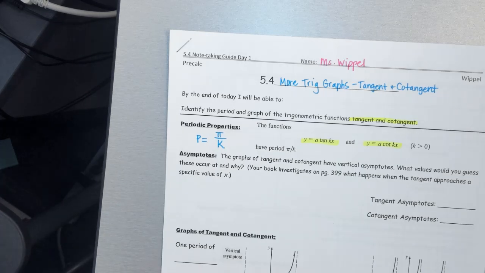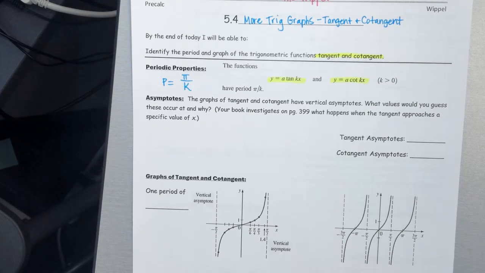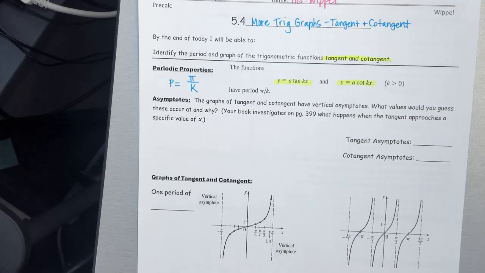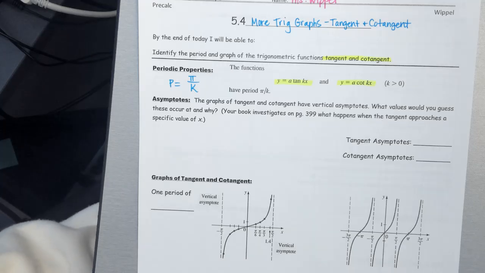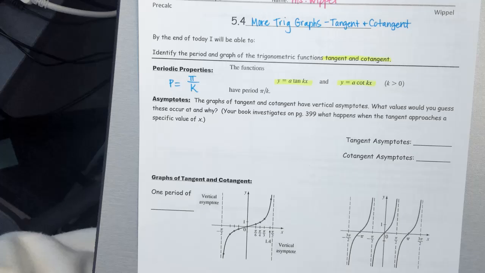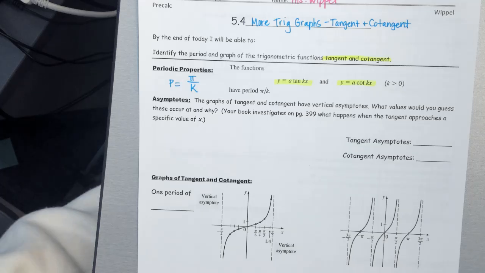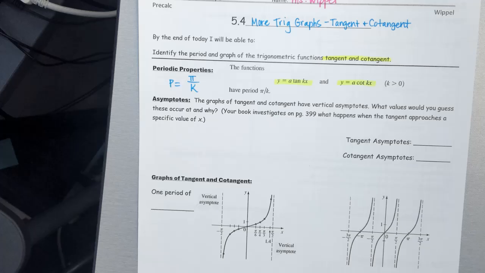So the graphs of tangent and cotangent have vertical asymptotes, which have appeared in several of our graphs this year. So I'm asking you to think about what values do you think these occur at and why. So what do we think? When do vertical asymptotes show up? Why don't you talk to your elbow partner about it and see if we can come up with some good stuff. What values do you think these occur at and why?